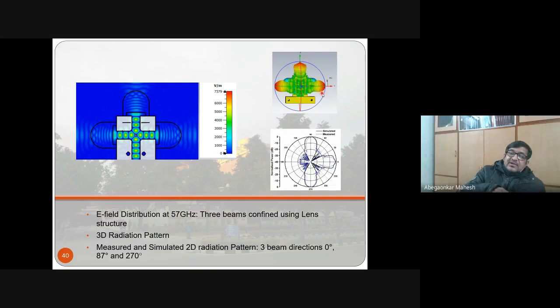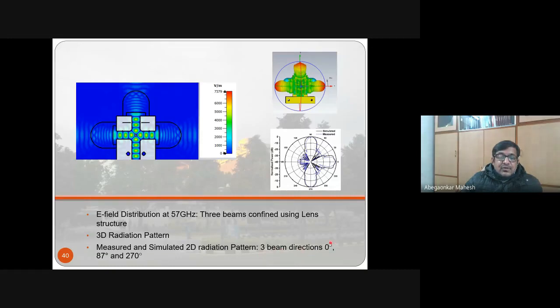This is the simulated and measured pattern, and they are closely matching. So 3 different beams are achieved. Because of the lens, the 3 beams are confined using the lens structure. These are the measured and simulated 2D radiation patterns. The directions of the 3 beams are 0 degrees, 87 degrees, and 270 degrees. So you get the beam in 3 different directions.